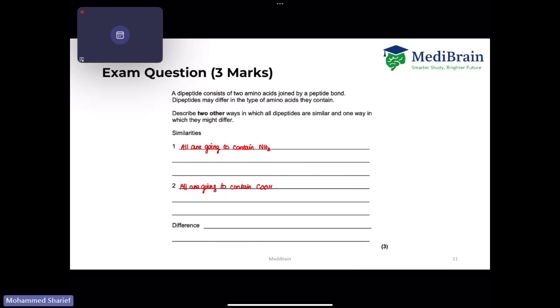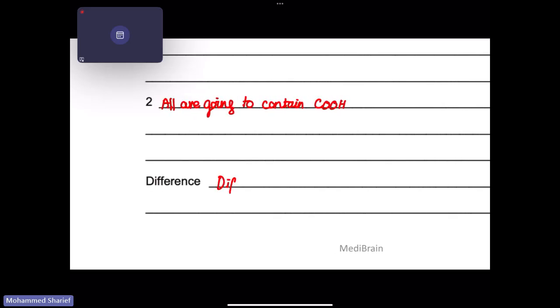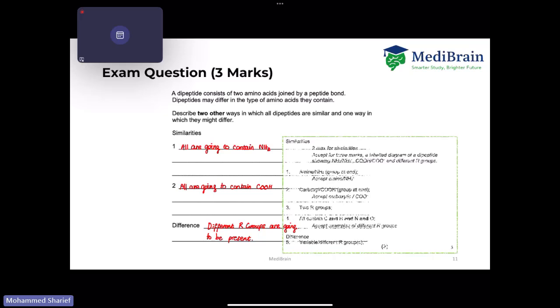What makes dipeptides unique? Okay, what makes an amino acid unique first? We know that everything's the same in an amino acid apart from one thing, and that is the R group. The difference is that they're going to have different R groups present. So amine or amino, carboxyl, you could have said 2 R groups, all contain C, H, N, and O, and there's going to be variable groups as the difference.